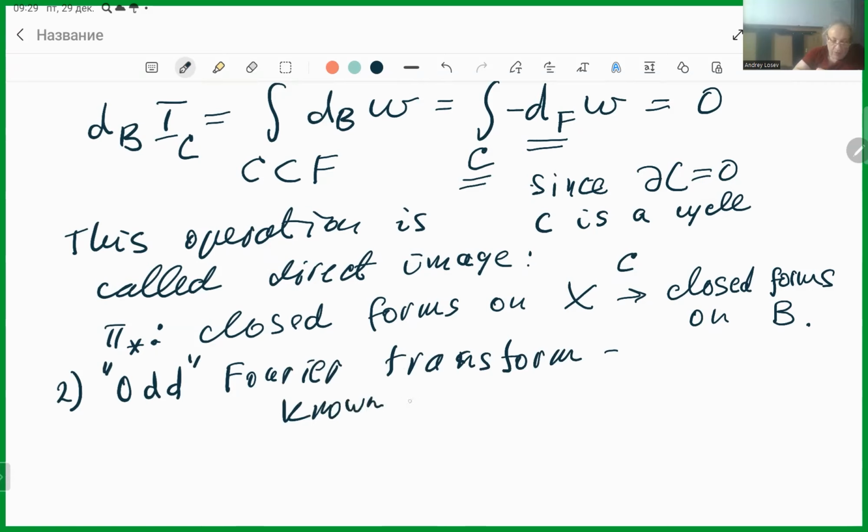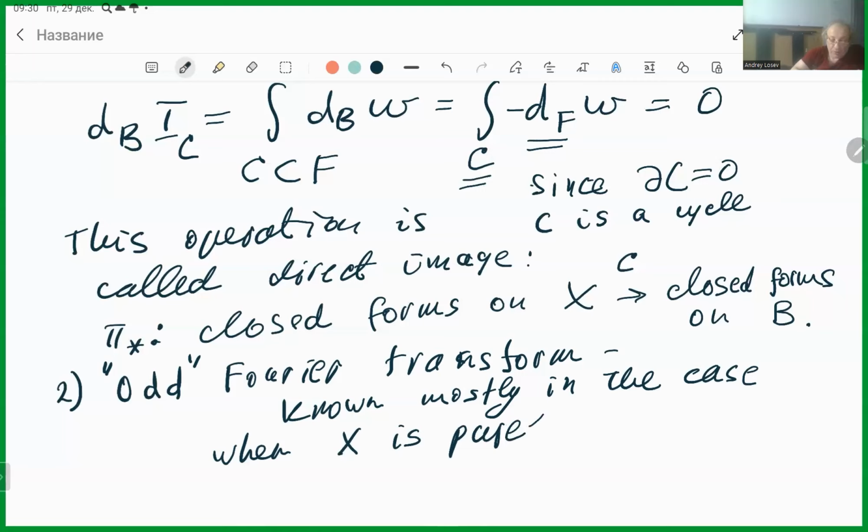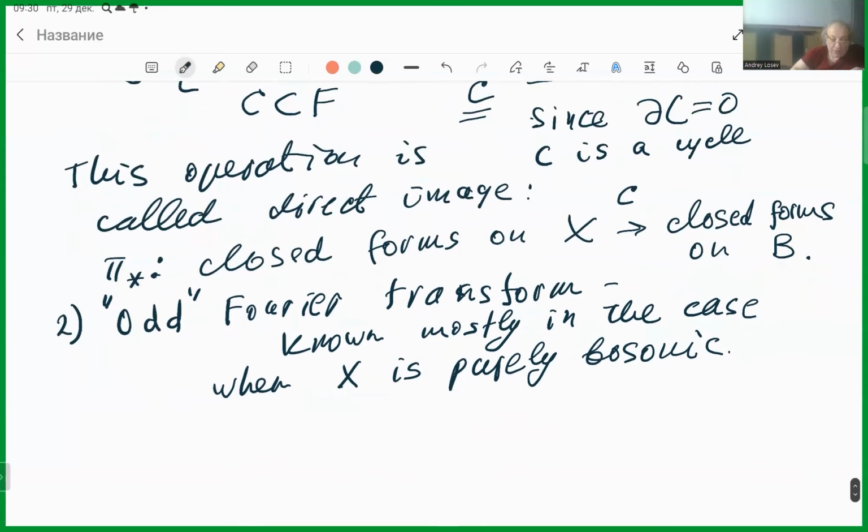It is known mostly in the case when X is purely bosonic. However, it has, as we will see, a super generalization.